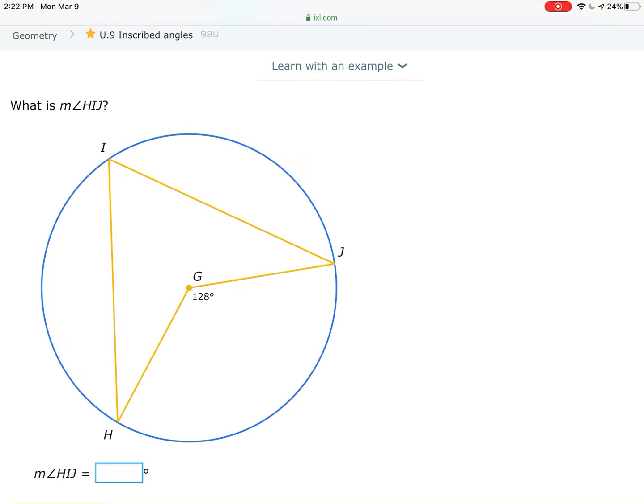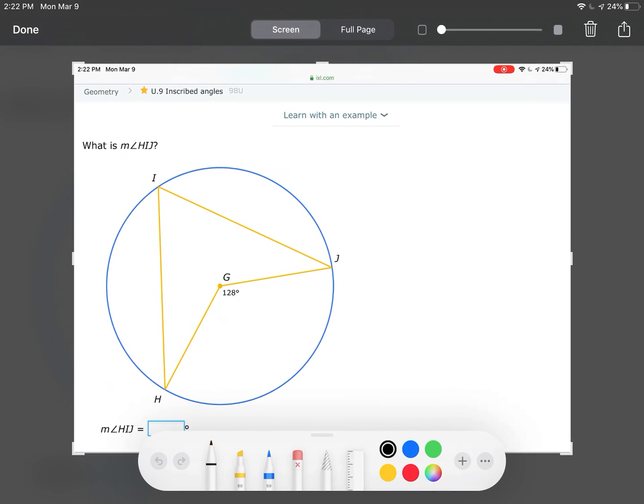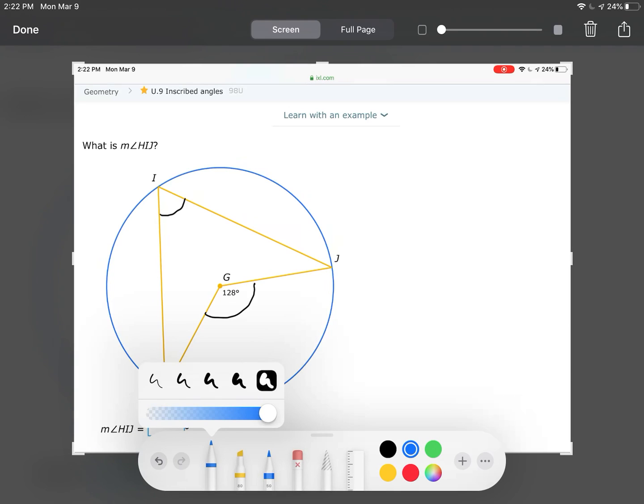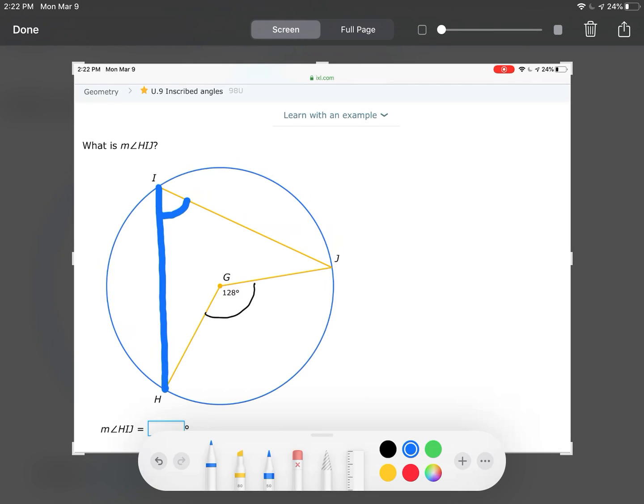U9 is where we first learned that there's a specific relationship between a central angle like G and an inscribed angle like I, as long as, actually let's do it in two separate colors. Let's do I in blue. As long as when you trace out the sides of the angle, they meet at the same places. So these two meet at H, and they also meet at J. When they do, the central angle and the inscribed angle have a special relationship, which is that the inscribed angle is half of the central angle. So this would be 64 if you divide by 2.